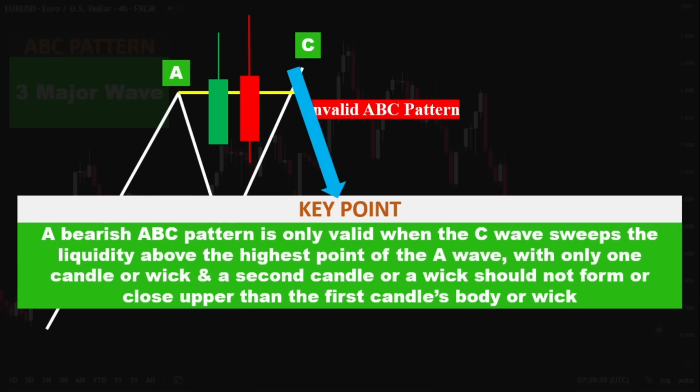And also, a bullish ABC pattern is only valid when the C wave sweeps the liquidity below the lowest point of the A wave, with only one candle or wick, and a second candle or a wick should not form or close lower than the first candle's body or wick. So let's move on to the next topic, market structure shift.